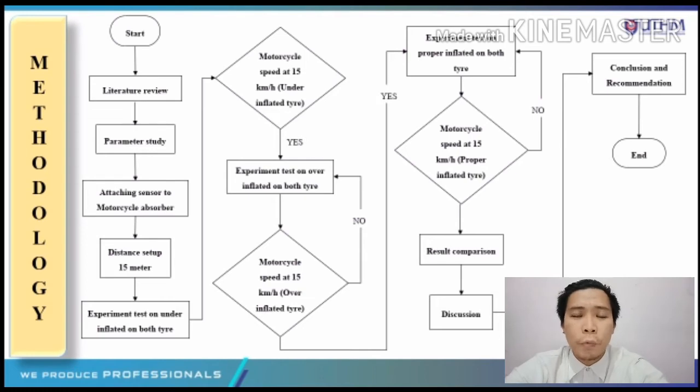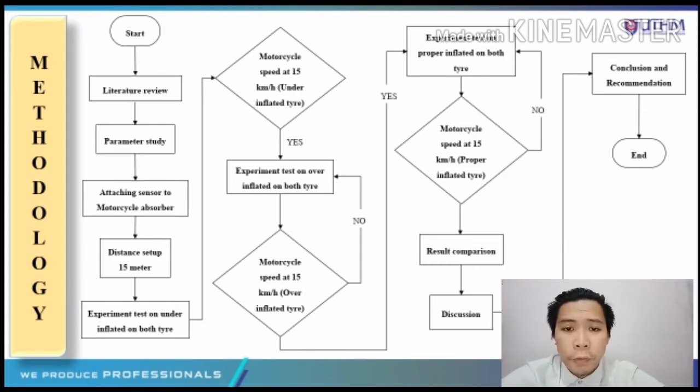So this test will be conducted by measuring the distance, which is 15 meters, and the speed is constant for all this testing, which is 15 kilometers per hour. Then we proceed to the next test, which is the overinflated tire with the same constant distance and constant speed. And then the third test would be conducted, which is the properly inflated tire.